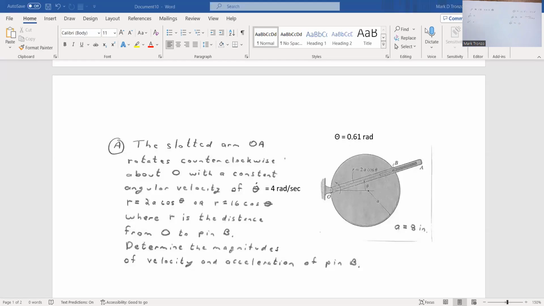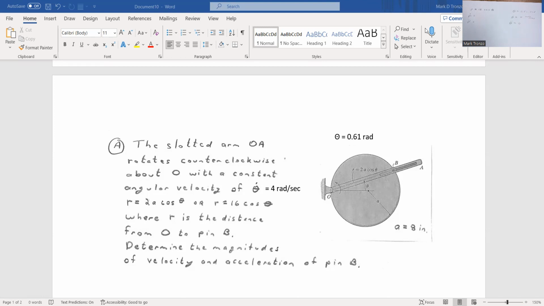Let's take a look at this problem. It says the slotted arm OA rotates counterclockwise about O with constant angular velocity of 4 radians per second, and r is given by the equation 2a cos theta. Since we know that a is a constant 8 inches, as you can see from the picture, we can rewrite r to be 16 cosine theta.